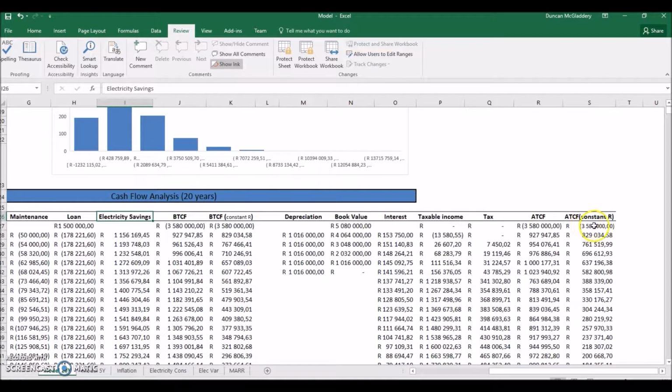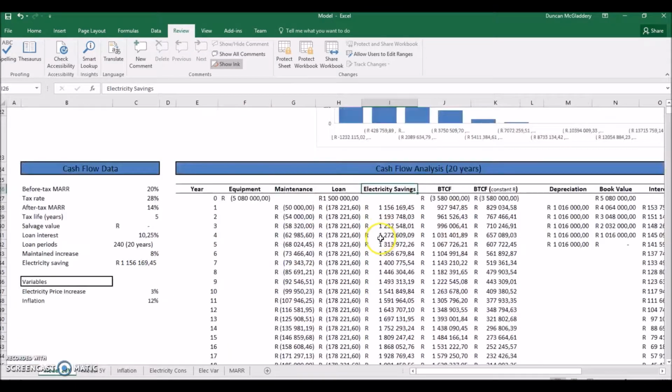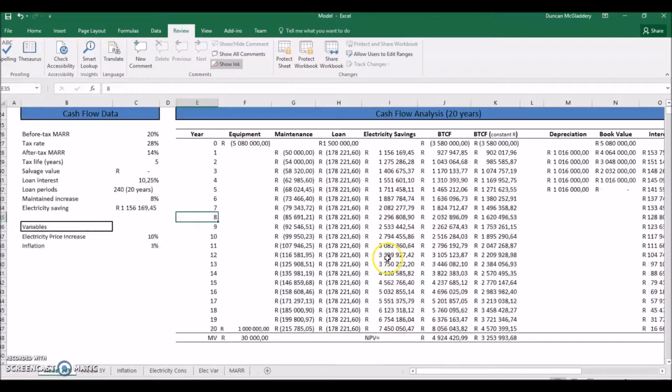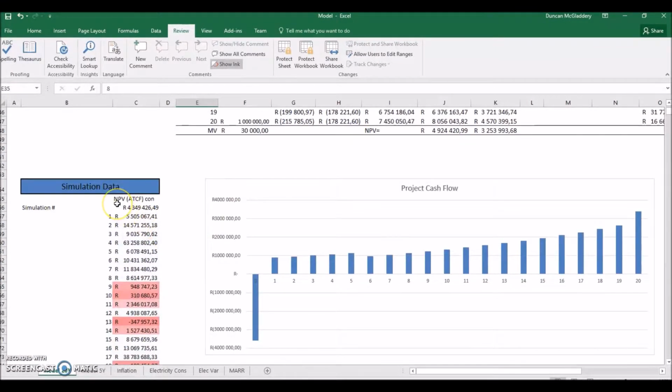So converting the cash flow to the constant rand domain is a mechanism to account for inflation. One thing to note is that this cash flow diagram is dynamic. It's based off the electricity price increase and inflation, and these two values vary every time I press F9. So if I do that, we'll see that these values have changed and that the values in the cash flow analysis also change. And this dynamicness allows us to use a Monte Carlo simulation.